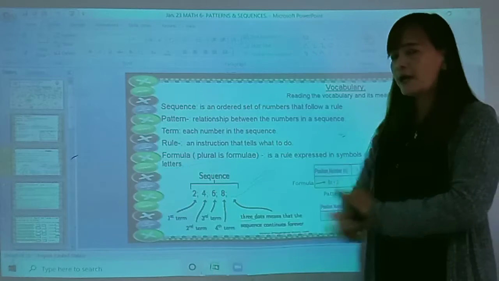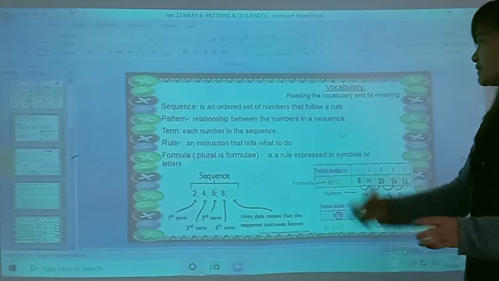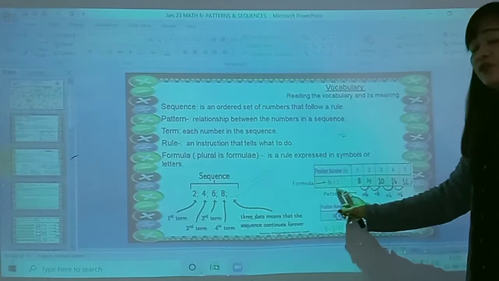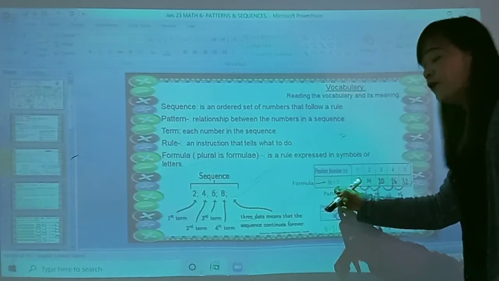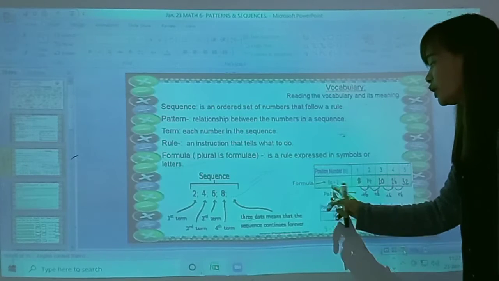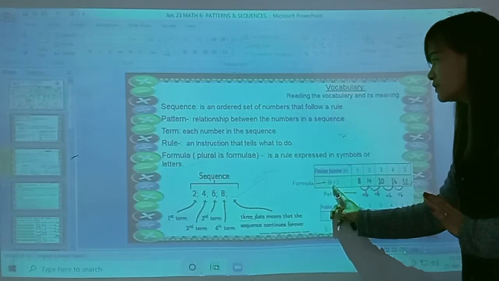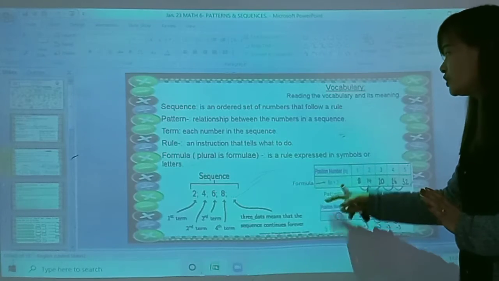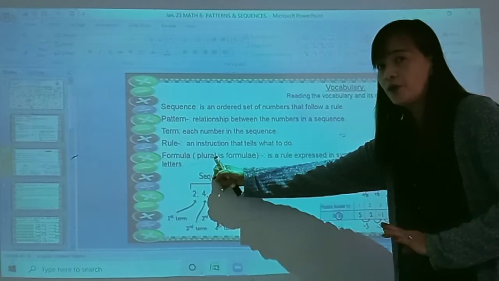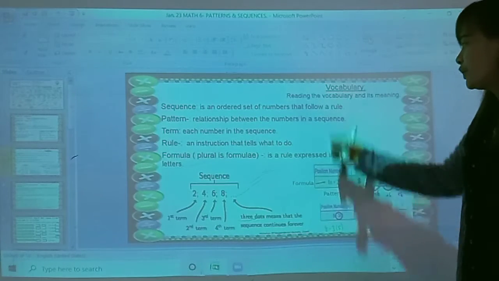How about the formula? The formula is a rule expressed in symbols or letters. As you can see, this is the formula of the given sequence: 6n plus 2. You can see the variable, which is n. This represents how we express the rule in symbols or letters in a given formula. Again, class, these are our vocabulary words for today.